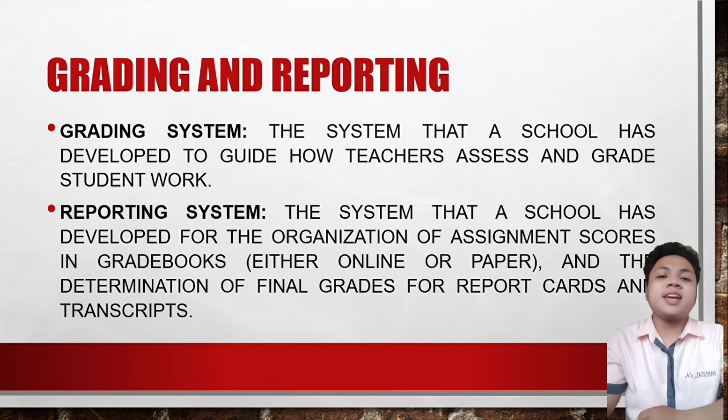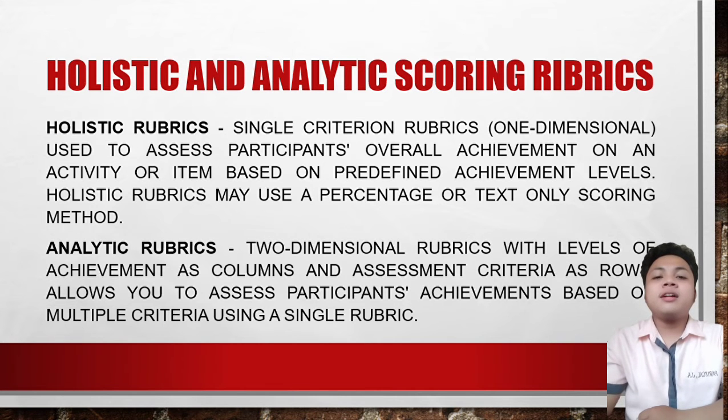The next is holistic and analytic scoring rubrics. Holistic rubrics are single-criterion or one-dimensional rubrics used to assess participants' overall achievement on an activity or item based on predefined achievement levels. Holistic rubrics may use a percentage or text scoring only. And an analytic rubric is a two-dimensional rubric with levels of achievement as columns and assessment criteria as rows. So it allows you to assess participants' achievements based on multiple criteria using a single rubric.